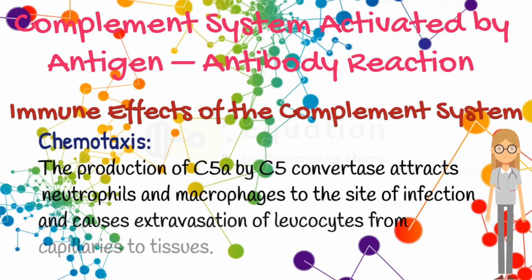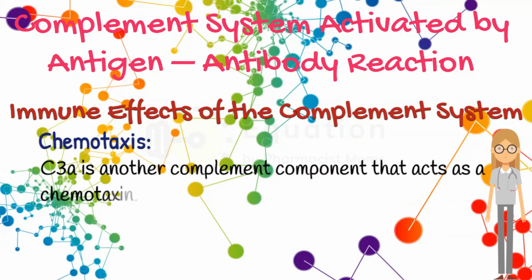The production of C5a by C5 convertase attracts neutrophils and macrophages to the site of infection and causes extravasation of leukocytes from capillaries to tissues. C3a is another complement component that acts as a chemotaxin.